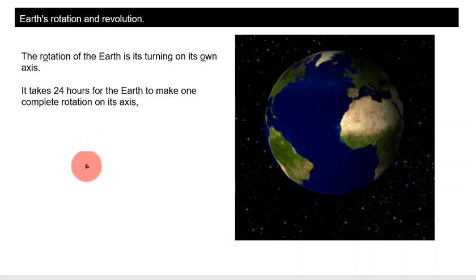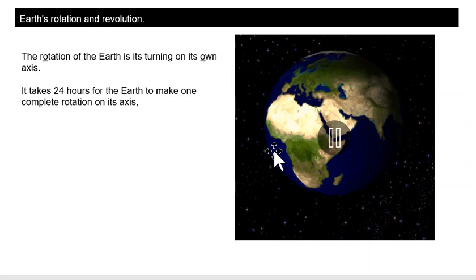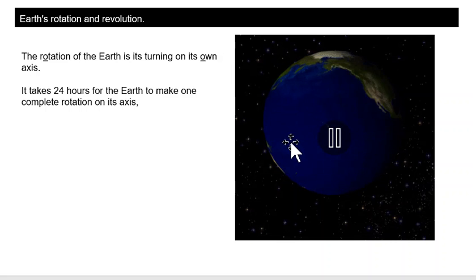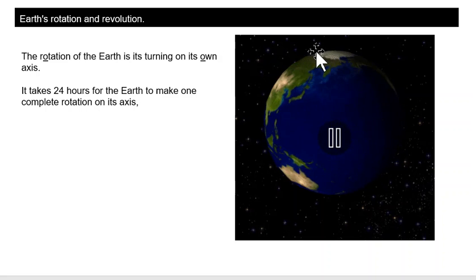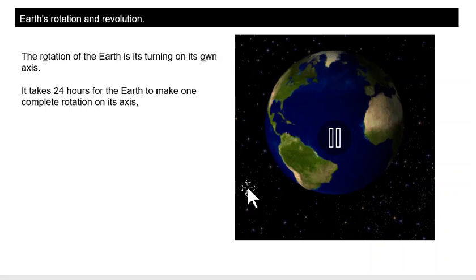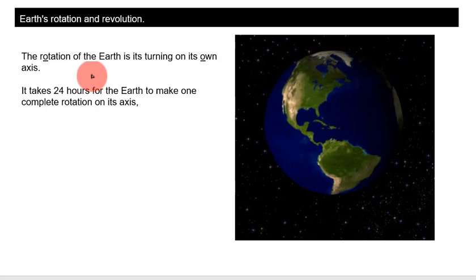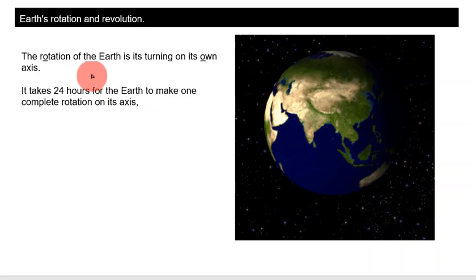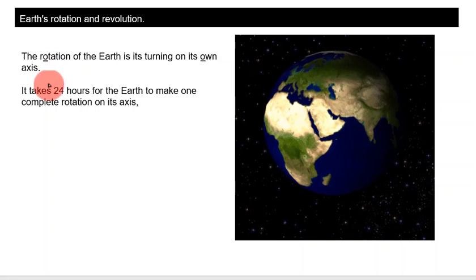So Earth's rotation and revolution. So the rotation of the Earth is it's turning on its own axis. So if we take, for example, we can see here, this is a model of the Earth, we can see that it's actually rotating on its own axis. So there's an axis that goes down through the Earth, essentially splits the Earth in half. And the Earth rotates around that. So the rotation of the Earth is the turning on its own axis.